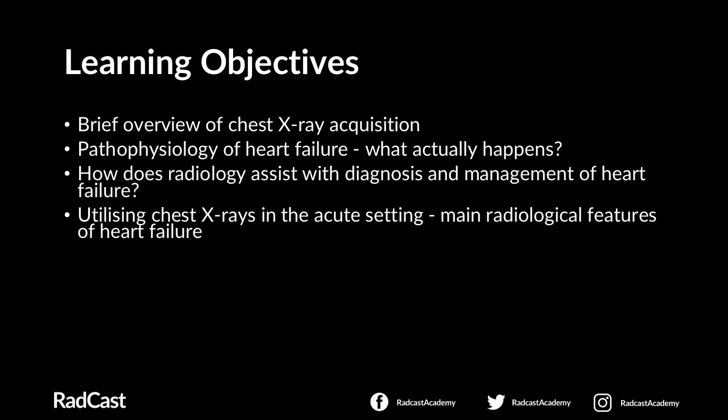So we'll move on to the learning objectives now for this talk and how we're going to approach everything. I'll start off by discussing the very basics of chest x-ray acquisition. This will be about how the image is actually created that we see in day-to-day clinical practice and why we see what we see essentially on the end image. And then I'm going to introduce the pathophysiology of heart failure, so what actually happens. This is going to be a pretty basic overview of pathophysiology here, but I will talk in particular about how this affects the lungs, as this is obviously what we're going to be analysing on the chest x-ray.